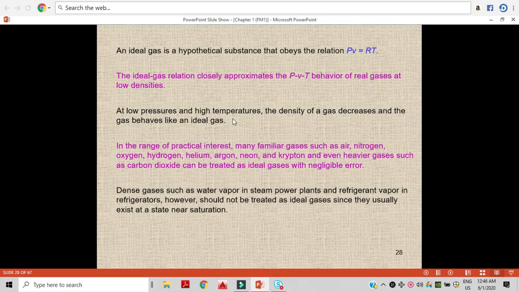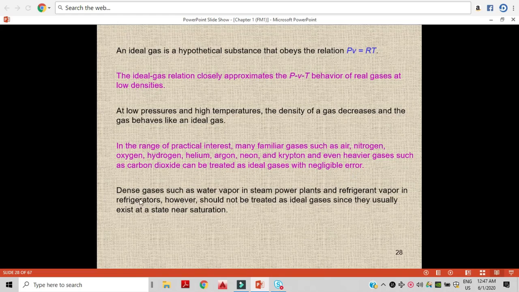At low pressure and high temperature, the density of a gas decreases and the gas behaves like an ideal gas. So what's important: at low pressure and high temperature, gases behave like an ideal gas. Even most real gases like oxygen, hydrogen, nitrogen, helium, argon, neon, krypton, and even heavier gases such as carbon dioxide can be treated as ideal gas with negligible error.